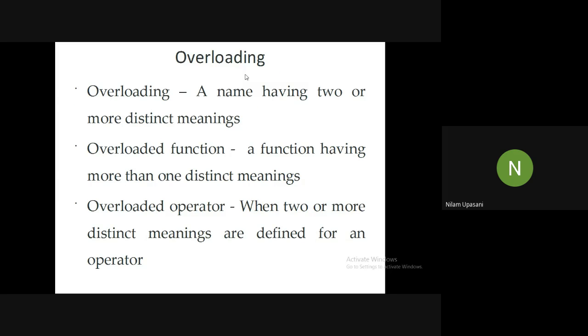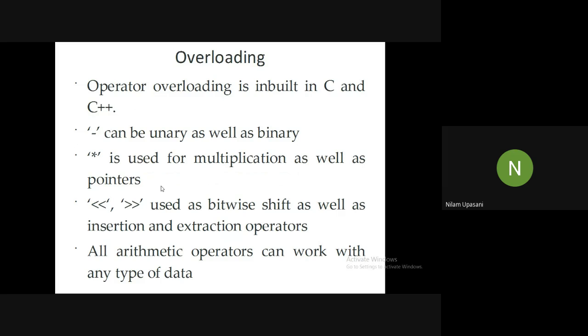So what is overloading? A name having two or more distinct meanings. The name is the same, but its meaning is distinct or different. An overloaded function is a function having more than one distinct meaning. मतलब function का नाम same है, लेकिन उसका meaning is different. Then it is called function overloading. And operator overloading is when two or more distinct meanings are given to one single operator. एक ही ऑपरेटर है लेकिन उसका मीनिंग अलग कर दिया, तो then it is called operator overloading.